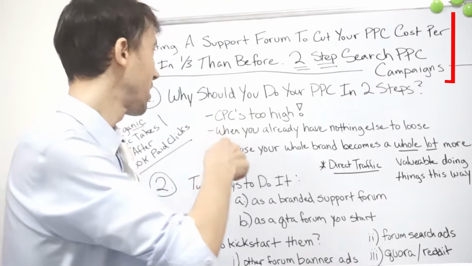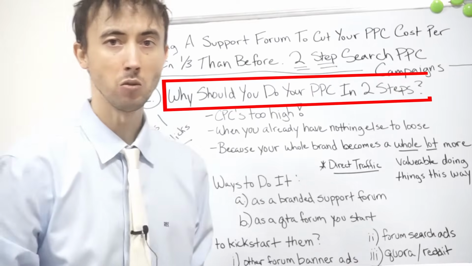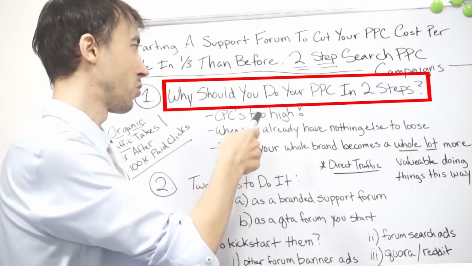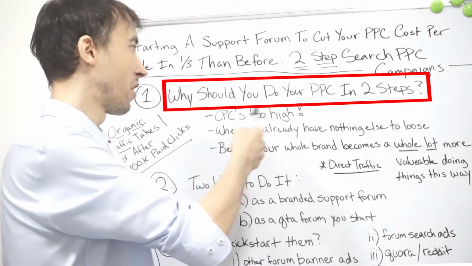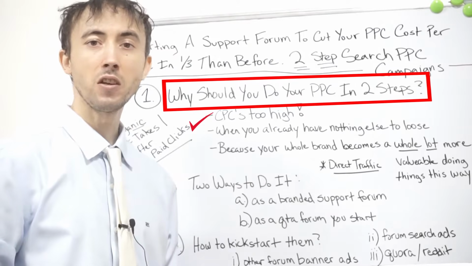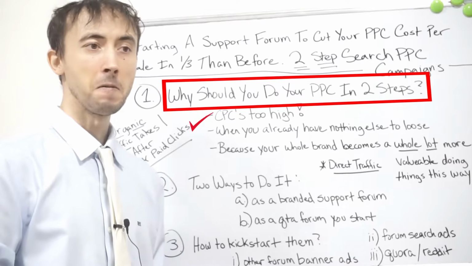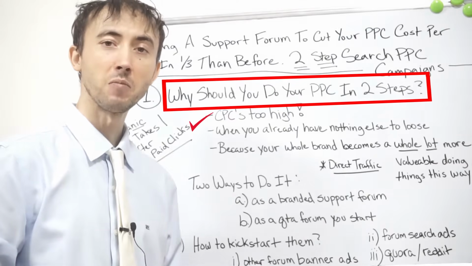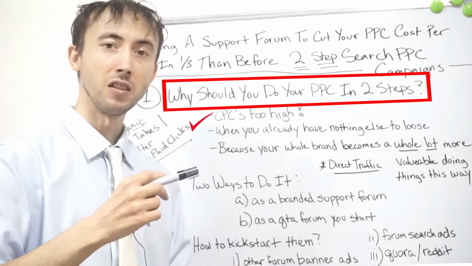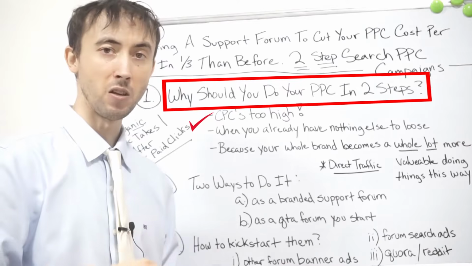So the first thing on our list here is why you should do a PPC campaign in 2 steps. I have a short list of reasons. The big one is the costs are too high. You're trying to run ads, but for what you're selling, you can't make $10 a click work on Google search. A lot of that, by the way, can be solved by doing more refinement of the enticingness of your ad and your landing page, but I won't go there. Other videos talk about that.